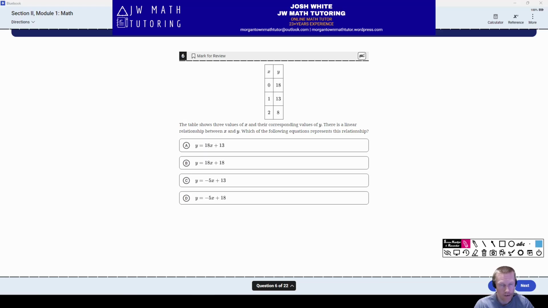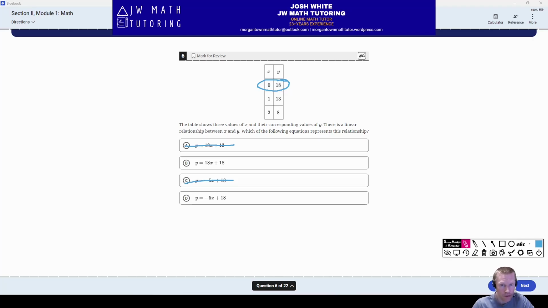All right, next up, we have a table of values, and they want to know basically what's the equation of this line. So first, a couple things. Notice that the y-intercept point is right here. Okay, the y-intercept value is 18, therefore the b value is 18. So answer choice A and answer choice C are automatically eliminated.